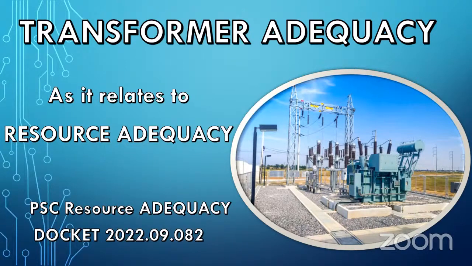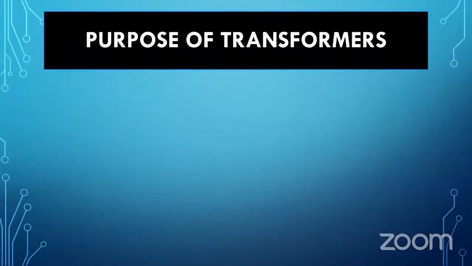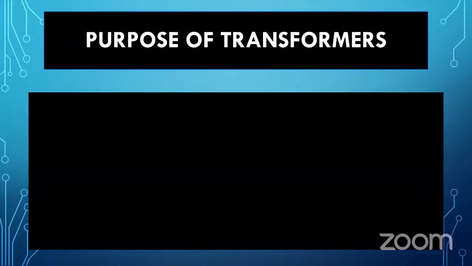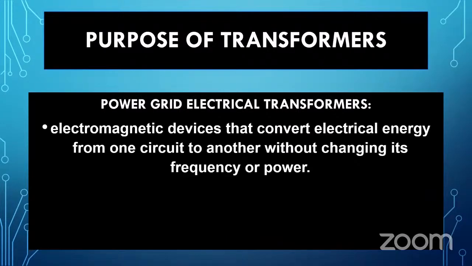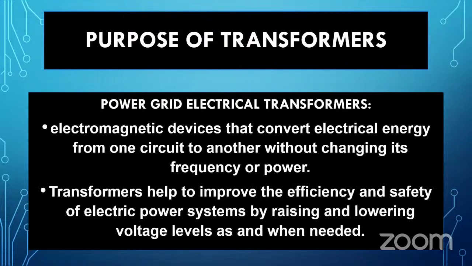This talk is about transformer adequacy, including as it relates to the PSC resource adequacy docket introduced by Commissioner O'Donnell in 2022. Purpose of transformers. Power grid electrical transformers are electromagnetic devices that convert electrical energy from one circuit to another without changing its frequency or power. Transformers help to improve the efficiency and safety of electrical power systems by raising and lowering voltage levels as and when needed.